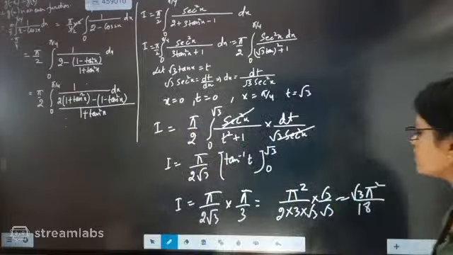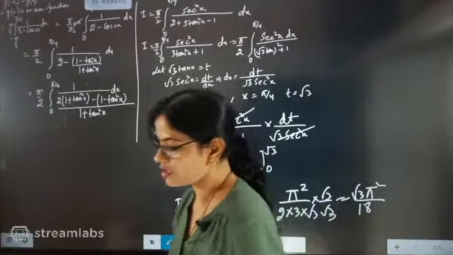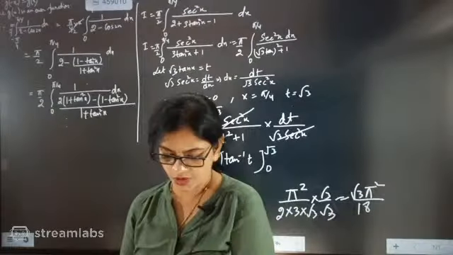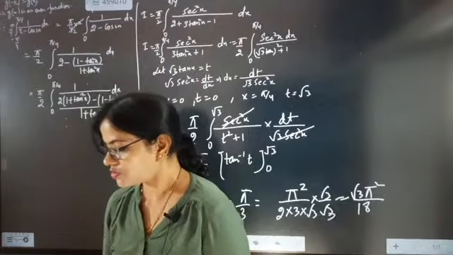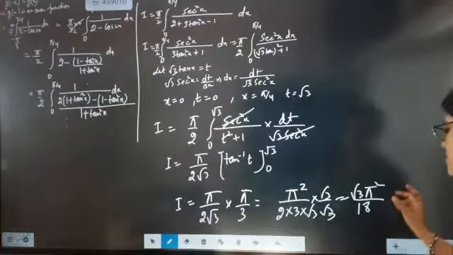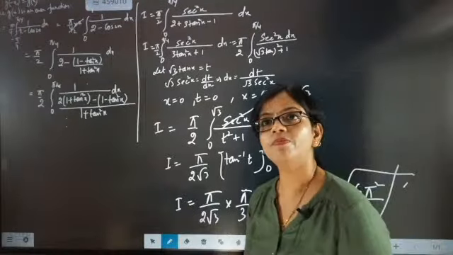So why have I done this? Because one big problem is there. I never want to keep a root in the denominator. It will always make things problematic. So I solved this one like this. So it is going to come as pi square by 6. So the answer is coming as root 3 pi square by 18. Root 3 pi square by 18.